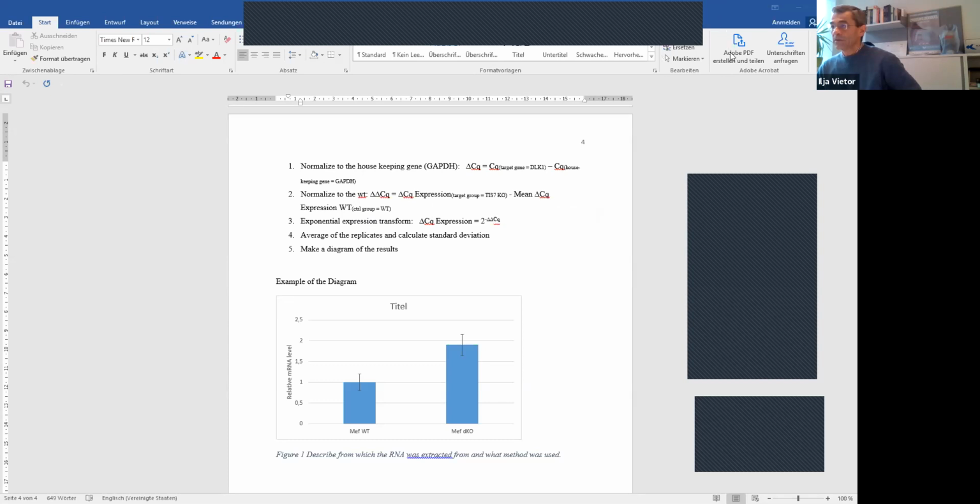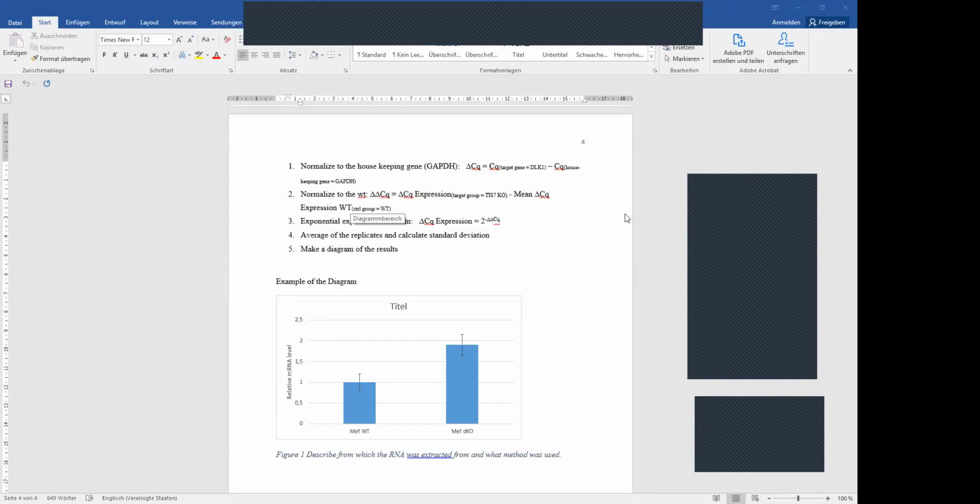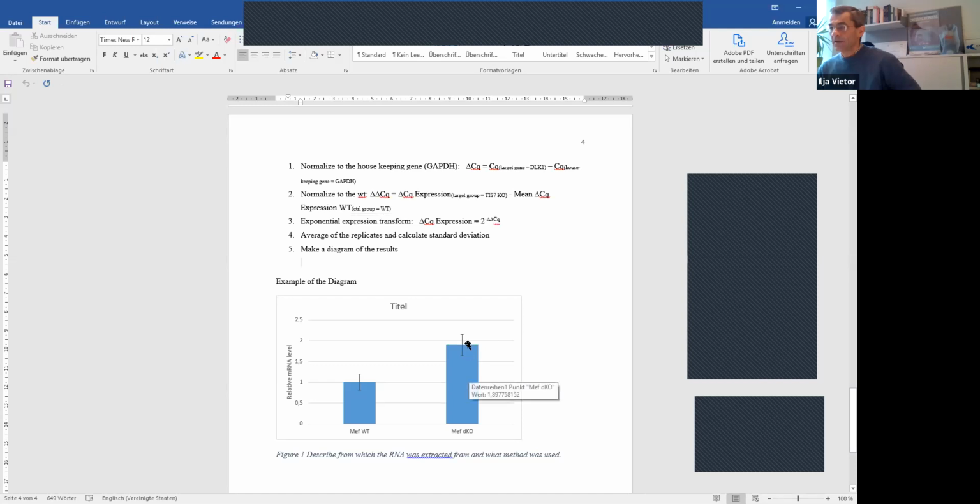So then you go, the first value doesn't matter if it's wild type or knockout, but it's the first minus mean of wild type. And the second and third and so on, always deduct this mean of wild type. And then you have a delta CQ expression 6 times. And for the diagram, we have two graphs. So you have 3 and 3: 3 for wild type and 3 for double knockout.